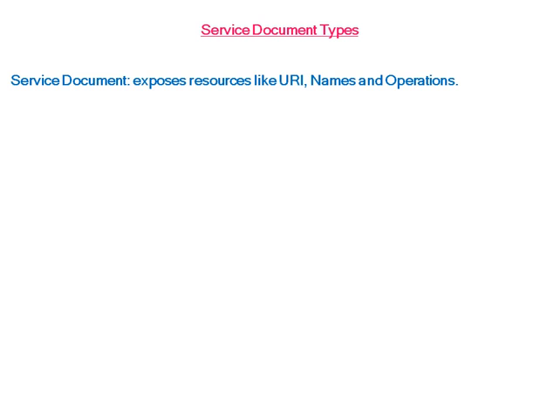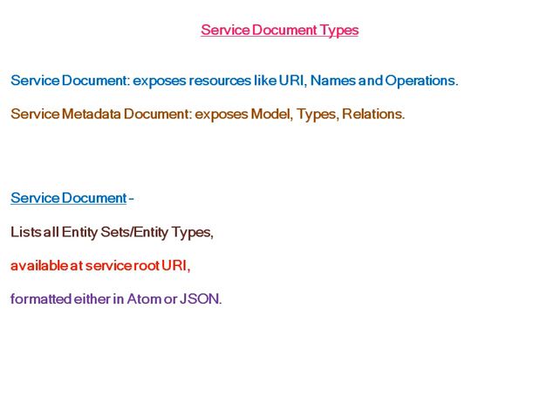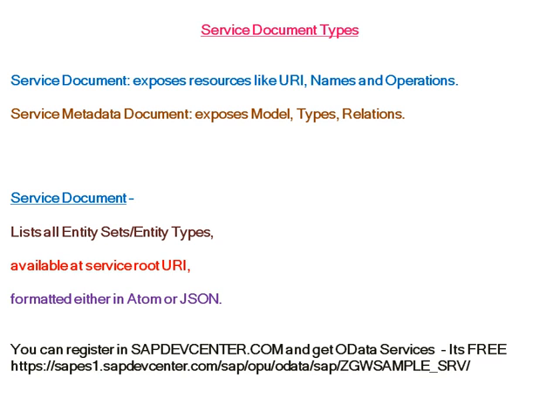Service document types. The service document exposes resources like URI, names and operations. The service metadata document exposes model, types and relations. The service document lists all entity sets and entity types available at the service root URI, formatted either in Atom or JSON.